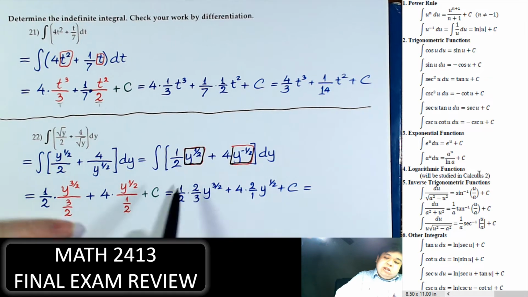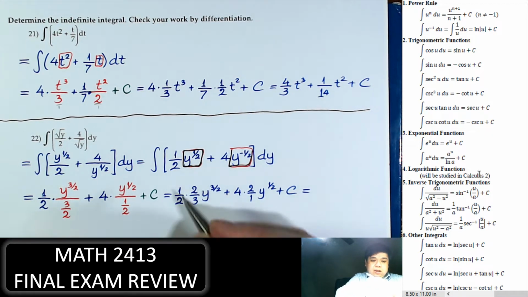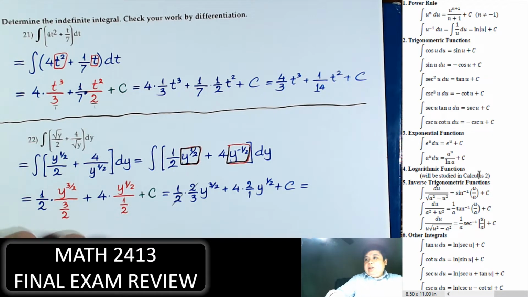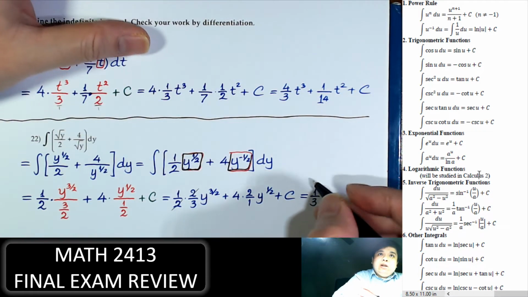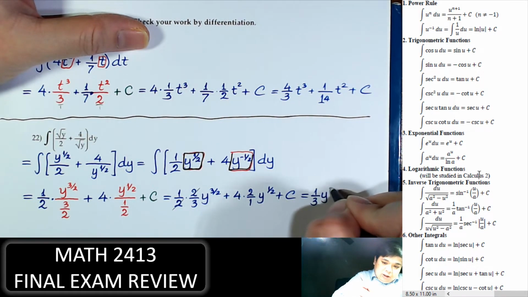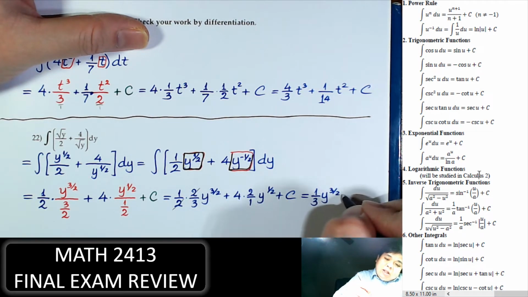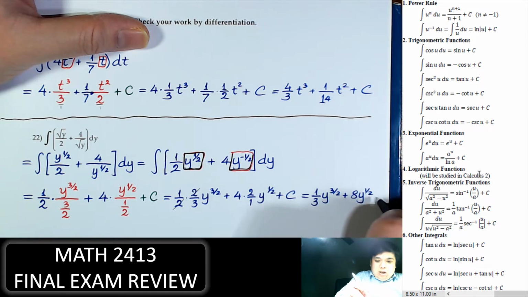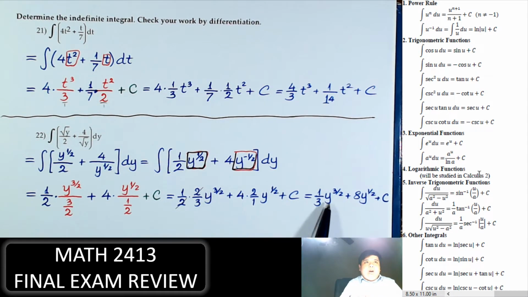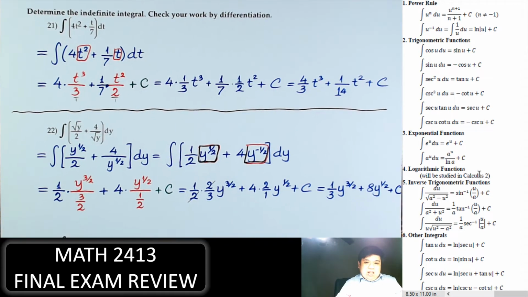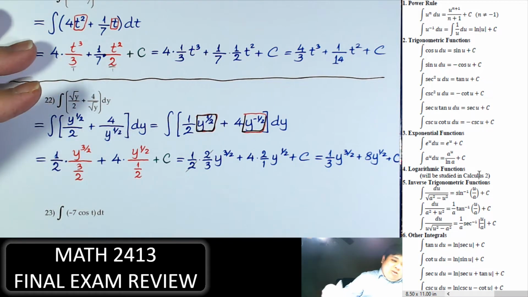So that gives us 1/3 y to the 3/2 plus 8 y to the 1/2 plus c. Yeah, of course you can write that in square root and radical form, but that's good enough. So that's the power rule.